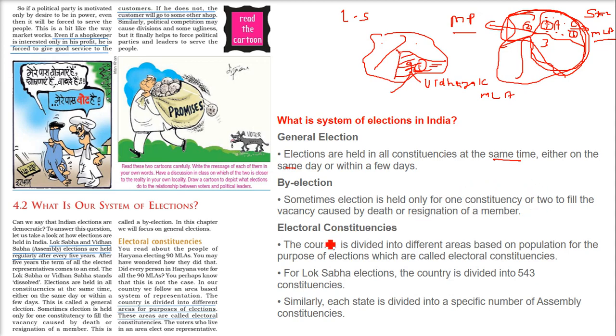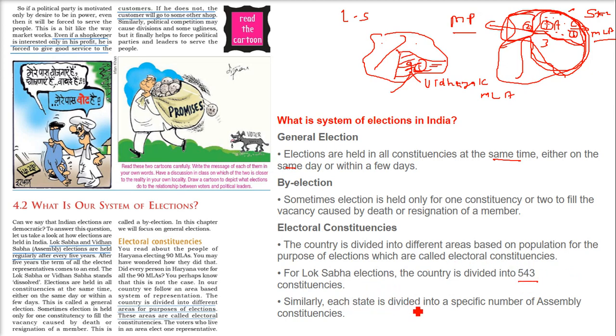Then we have electoral constituencies. The country is divided into different areas, based on population, for the purpose of election, which are called electoral constituencies. For the state, this one was one electoral constituency, and you can combine a few of them to make a Lok Sabha constituency, which will be bigger. So the country is divided into 543. You can check the present number; it may be 544 or 545, but right now we have 543 as per the book.